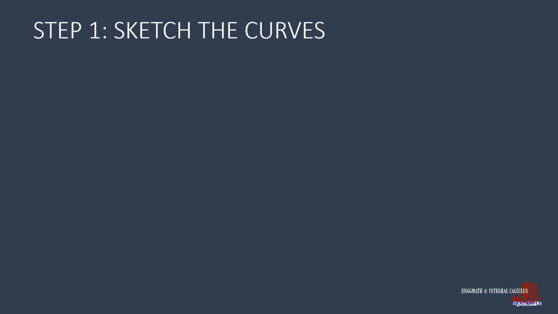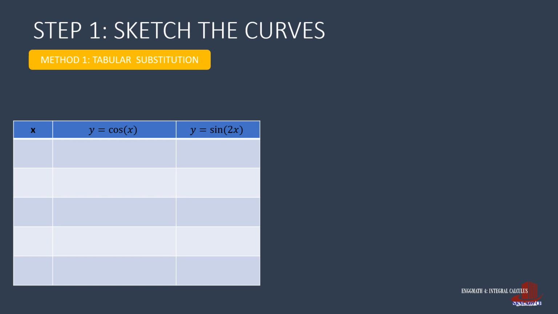Just like the others, the initial step is to sketch the curves to have an idea of the functions or where the differential element will end later on. Sinusoidal waves can be traced in two ways. One is through tabular substitution, when we look for the value of y assuming some values of x.